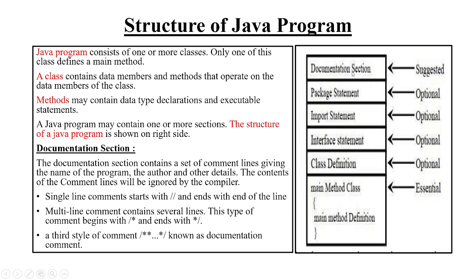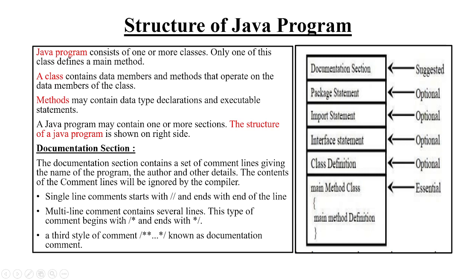So here we are with the multiple sections, and let us look at the first section, that is the documentation section. This section is going to contain the comment lines, and in Java we can use three different types of comment lines. One, single line comment, where this comment is going to start with double slash and end with the end of the line. That's it. And the second category is multi-line comment.